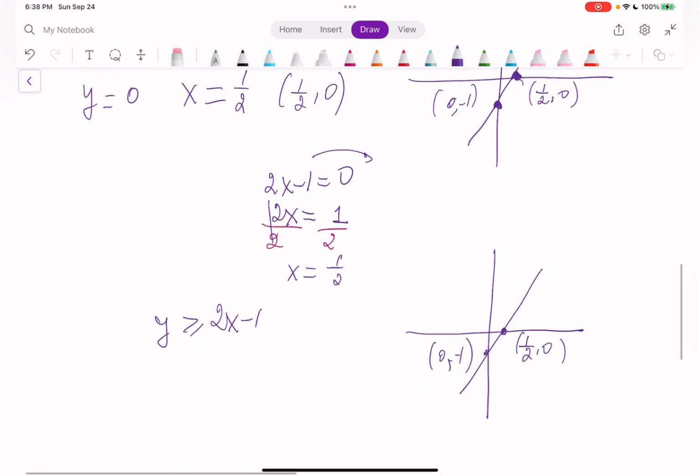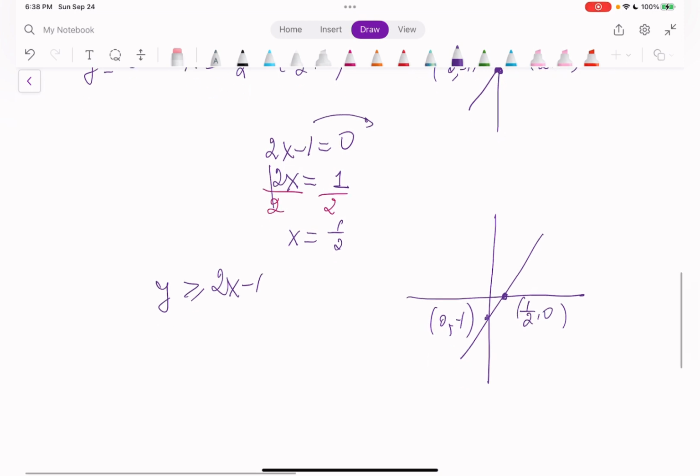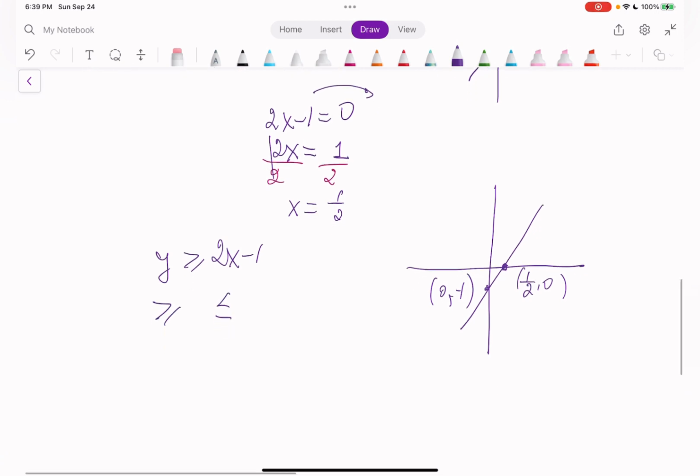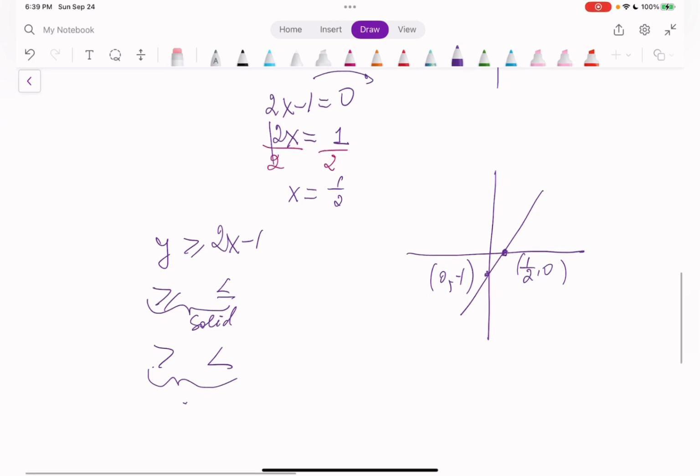An important thing I have to say: you see which signs of inequality we know. Greater or equal, less or equal, right? And then greater or less, without the equal sign. When we have greater or equal or less or equal, meaning the equal sign is present, then we use a solid line. When the equal sign is missing, then we use dashes like this. And here is a solid line.